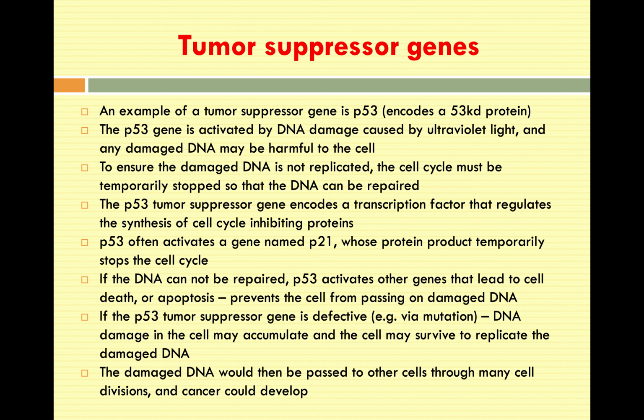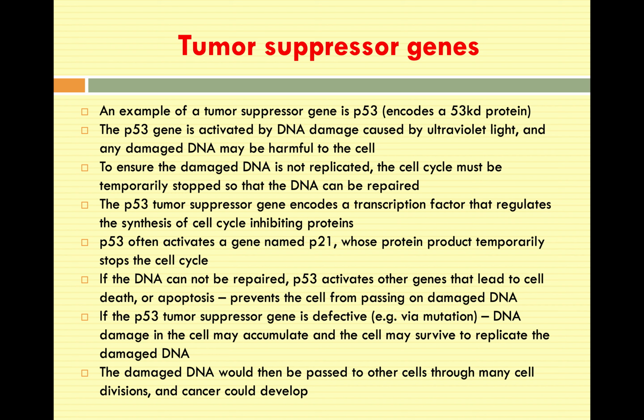protein. The P53 gene is activated by DNA damage caused by ultraviolet light, UV light, and any damaged DNA which may be harmful to the cell. To make sure that the damaged DNA is not replicated, because then everything would go haywire in your body, the cell cycle must be temporarily stopped so that the DNA can be repaired. So the P53 tumor suppressor gene encodes a transcription factor, which regulates the synthesis of cell cycle inhibiting proteins. It also often activates a gene named P21, which produces a protein that temporarily stops the cell cycle.